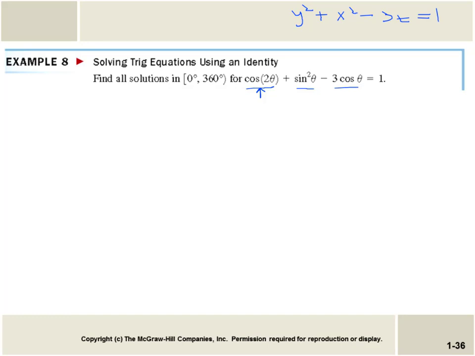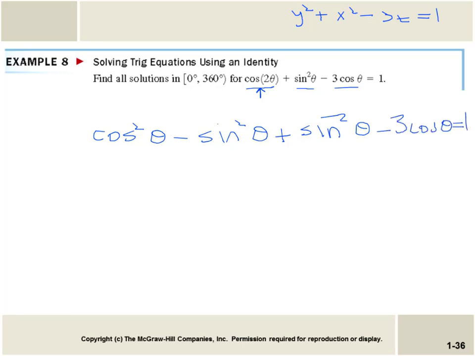So do you know the identity for cosine 2 theta? If you don't have it memorized, don't look it up because I know it. Okay. So cosine 2 theta is the same as cosine squared theta minus sine squared theta. Okay, that's the identity. And then plus sine squared theta minus 3 cos theta equals 1, right? Okay, now what?